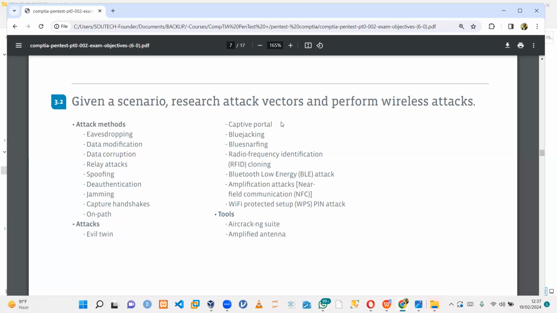They have bluejacking for Bluetooth, you have bluesnarfing, you have RFID cloning, you have all of these attacks. You should be able to understand them and understand their different scenarios. And these are associated with wireless attacks. And of course, we're going to be using Aircrack-ng and the amplified antenna. And you can't do this if you're not using an adapter that can turn the wireless NIC card into promiscuous mode. So in the course of the training, we're going to be exploring this in great detail.